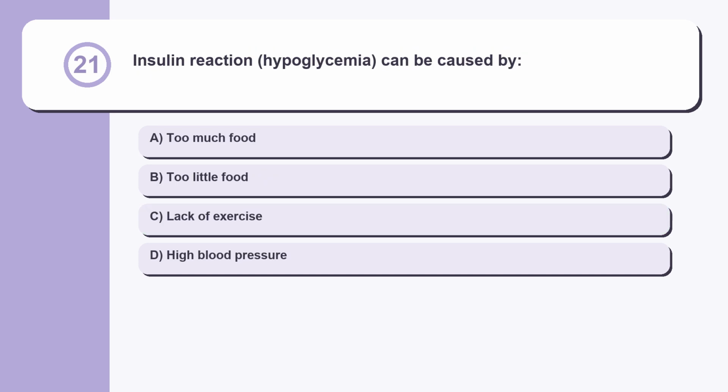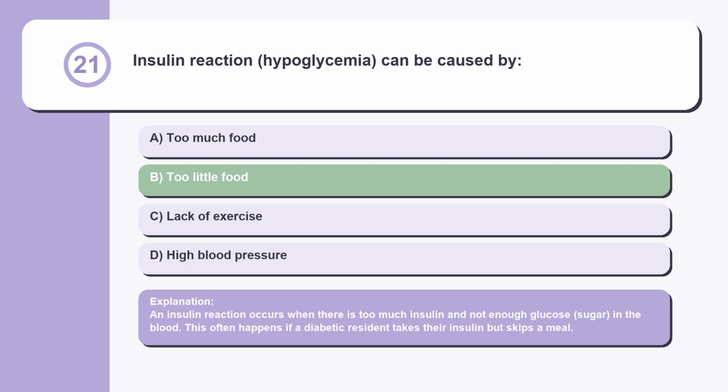Question 21. Insulin reaction, hypoglycemia, can be caused by too much food, too little food, lack of exercise, high blood pressure. An insulin reaction occurs when there is too much insulin and not enough glucose, sugar, in the blood. This often happens if a diabetic resident takes their insulin but skips a meal.